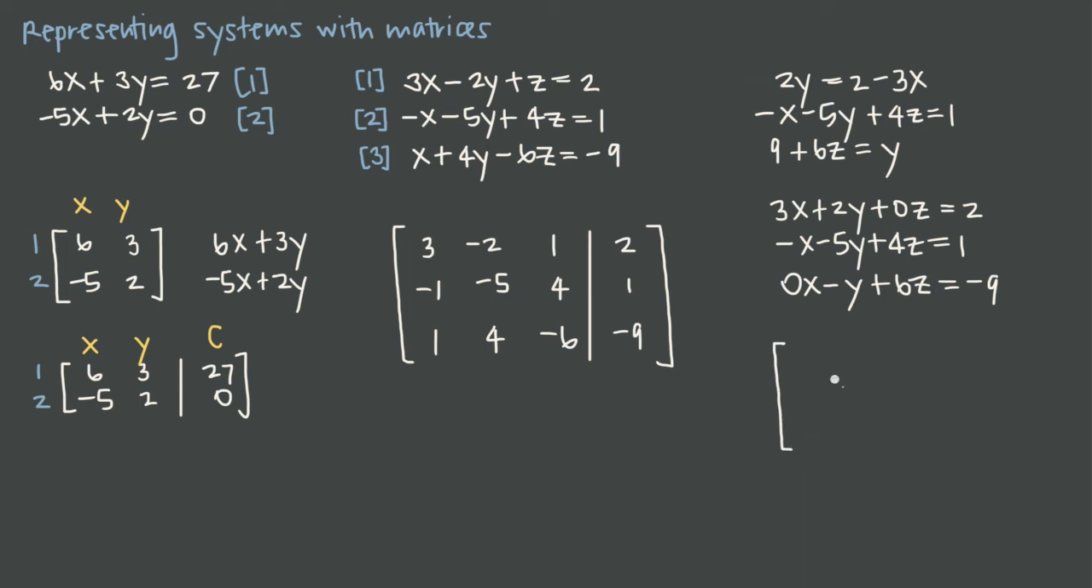So now we can translate the coefficients on x: 3, -1, and 0. The coefficients on y are 2, -5, and -1. And the coefficients on z are 0, 4, and 6. And then we'll augment that with 2, 1, and -9, and then close off our augmented matrix. And this then is the representation of this linear system in matrix form.